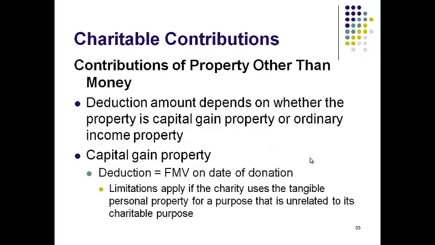All right, so moving on to property. So everything but money. When we're talking about giving property to a charity, the first thing we need to know is what kind of property is it? Meaning, is it capital gain property or is it ordinary property?